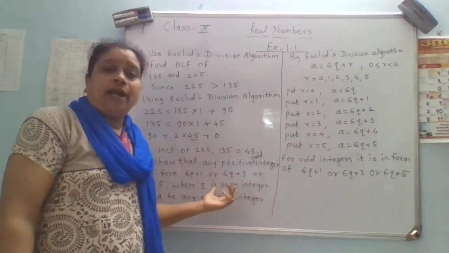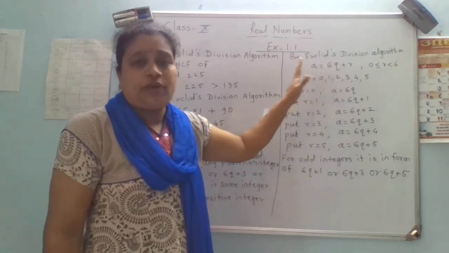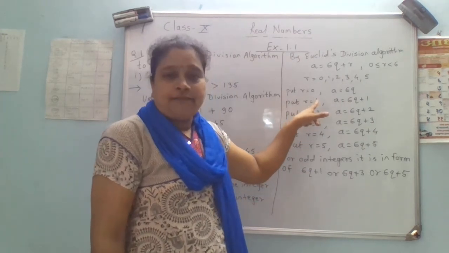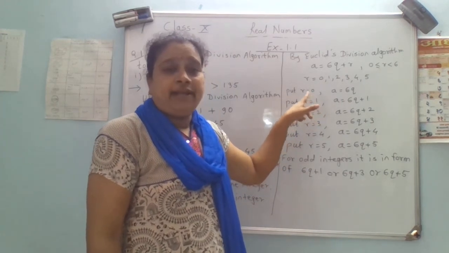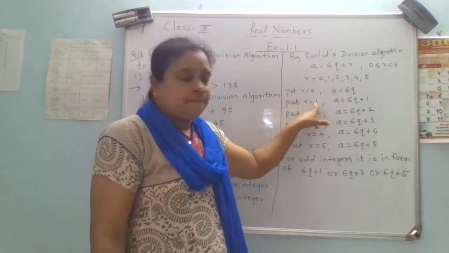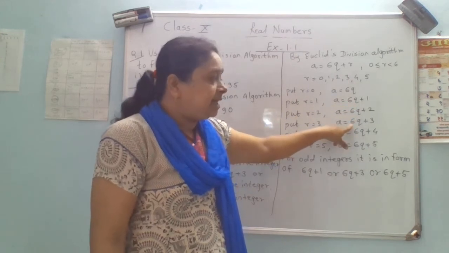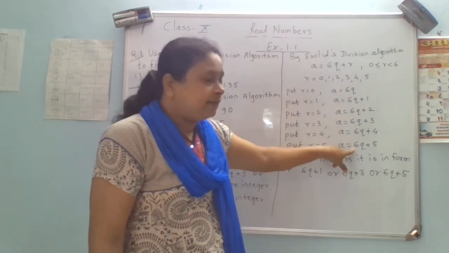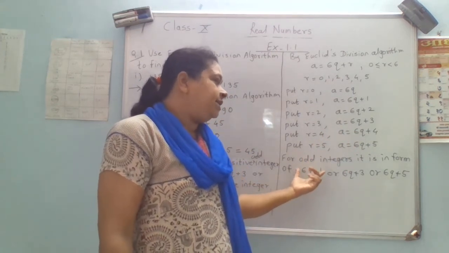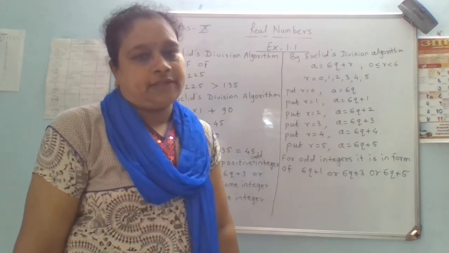But we have to prove this only for odd values, so among all these values you can take only the odd ones. Which are the odd values? We know the odd numbers are 1, 3, 5, 7, 9 and so on. Here the odd cases are when r is 1, the equation 6q + 1, r is 3, 6q + 3, and r is 5, 6q + 5. That means we get the answer for odd integers: they are in the form 6q + 1, 6q + 3, and 6q + 5.